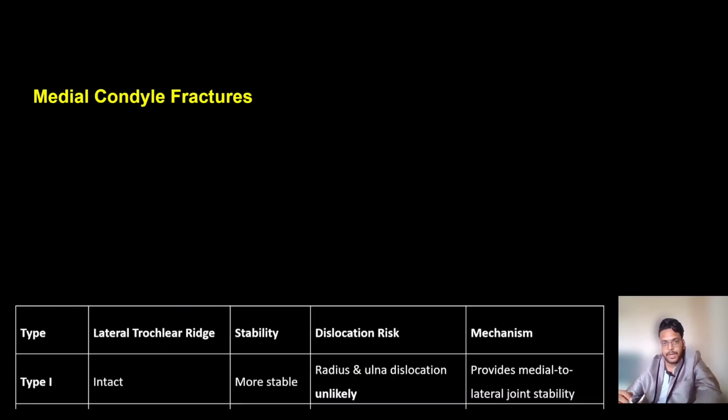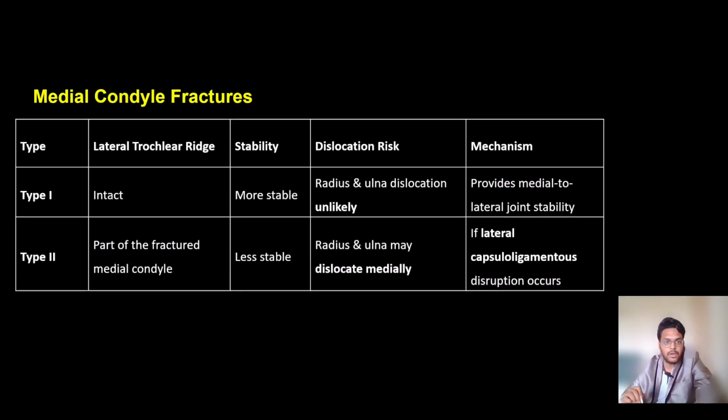Coming to medial condylar fractures. In medial condylar fractures, type 1, it is the lateral trochlear ridge that plays the main important role. If it is intact, it will be more stable and there is less chance of dislocation. And if the medial condyle is fractured and the trochlear ridge is also fractured, it becomes less stable, there is more chance of dislocation. Here the opposite happens, the lateral capsulo-ligamentous disruption will occur.